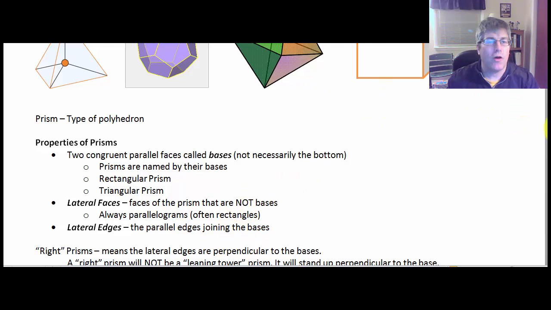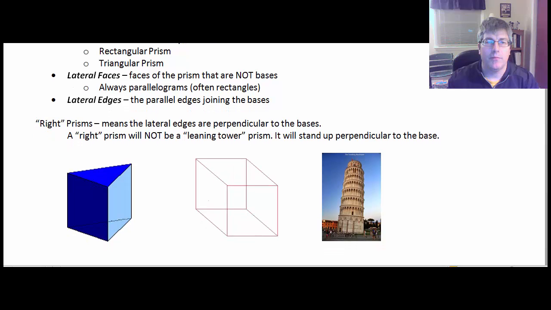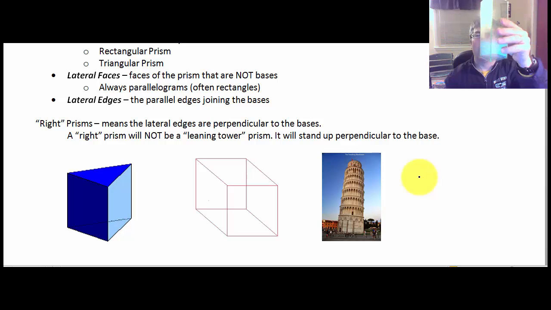And we're going to work most often with right prisms. And that means the lateral edges are perpendicular to the base. A right prism will not be a leaning tower prism. Okay? So my prisms are going to be perpendicular to the base. Okay? They're not going to lean at all. Okay? So that's what we're going to work with most often, is a right prism. It doesn't necessarily mean it's a right triangle. Okay? So like this is a triangular prism, but it's a right triangular prism, but it's not a right triangle. Okay? Right meaning it's going to stand upright.